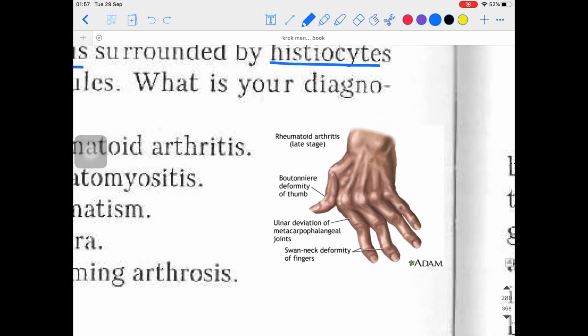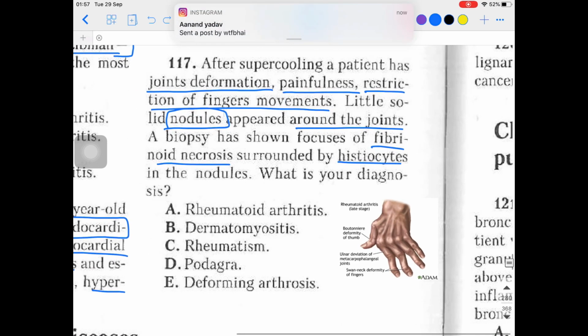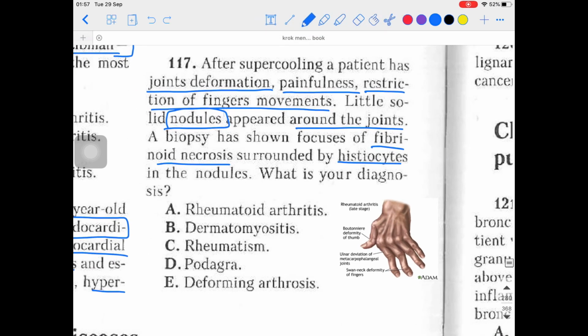Okay, it looks horrible. It is mostly seen in older age people, but in some cases it can be seen in children as well. Mostly it is a problem of older age people, and usually it involves the smaller joints. If the rheumatoid arthritis is getting severe, then it may involve the larger joints as well, but initially it starts with the smaller joints, as you might see in this image as well.